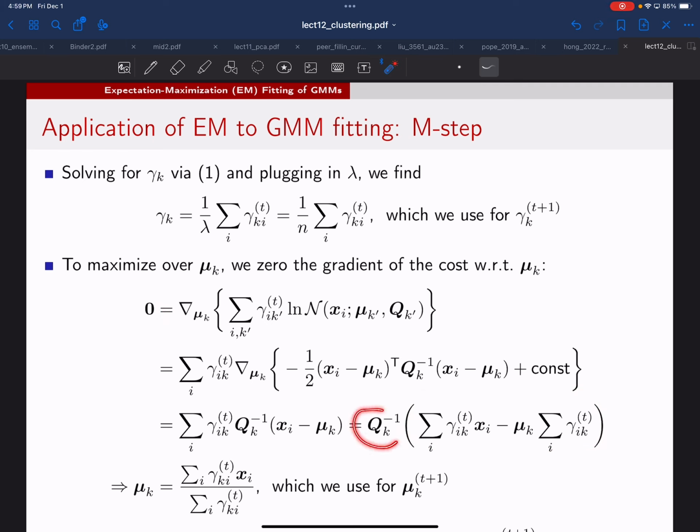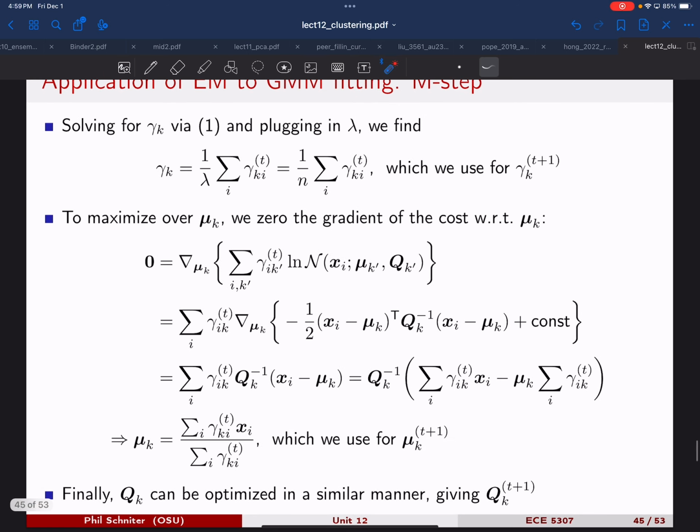Now, this is an invertible matrix, so the only way to make the output of that 0 is to actually make this itself 0. And if we want to make this 0 by choosing mu k, it's easy to do so. We just put this in the denominator of that, and we get our expression for mu k. So these are all known quantities. So now we have an estimate for mu k we can use in the next iteration. And it turns out optimizing for q k is similar, so I'm not going to get into the details.